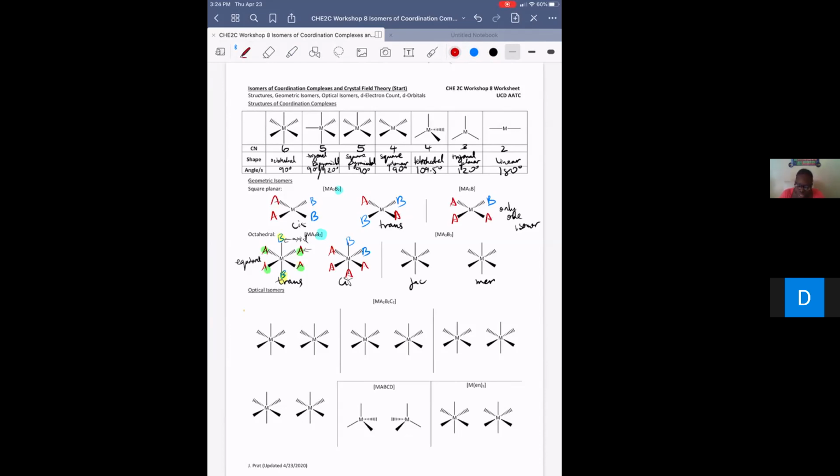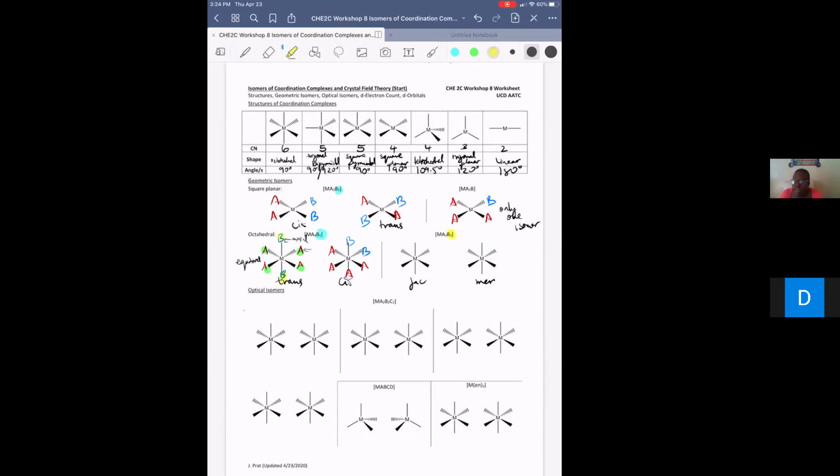So that's one pair of geometric isomers we can have for an octahedral complex. The other pair of geometrical isomers we can have for an octahedral complex is facial or meridional. And the difference that we see here is whether we have 2 of the same type of ligand or 3 of the same type of ligand.